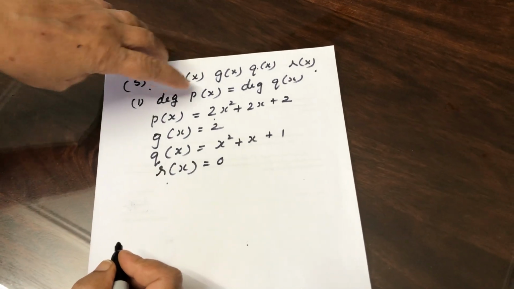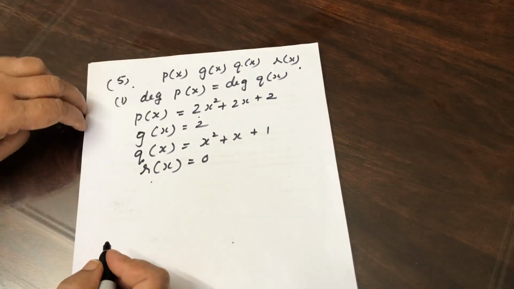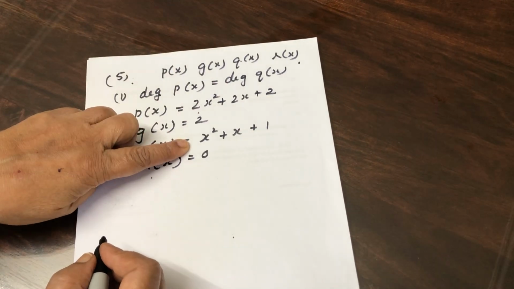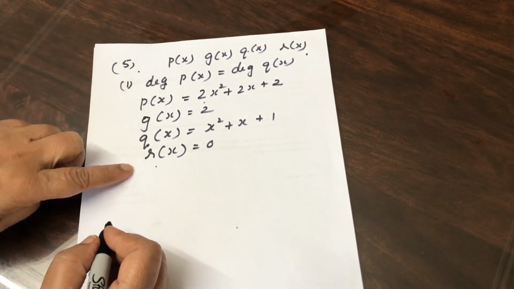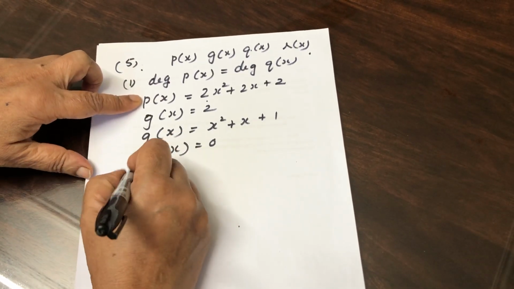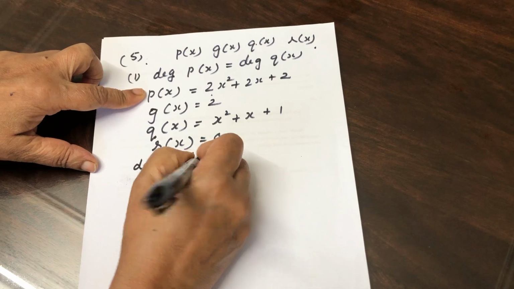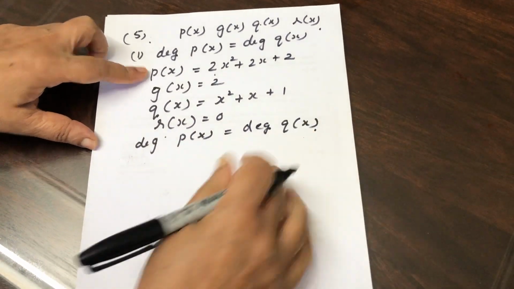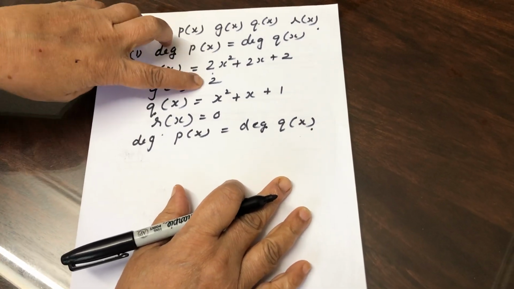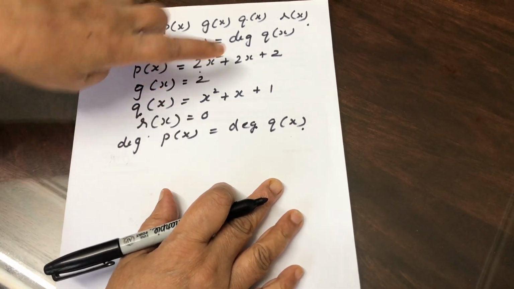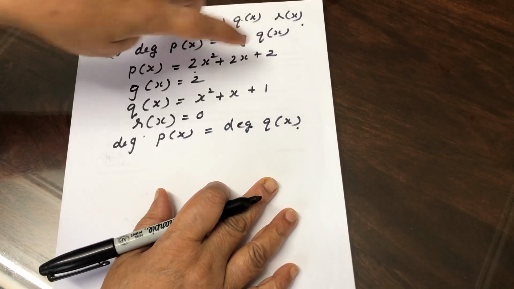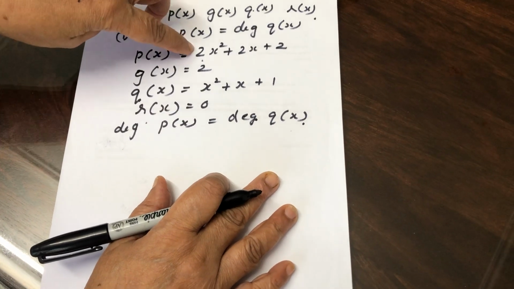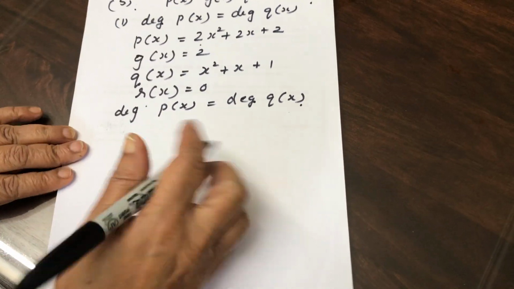So what is our degree? Degree of polynomial p(x) is 2. Degree of quotient x squared plus x plus 1 is also 2. Here in this case, the degree of polynomial p(x) is equal to degree of q(x). Clear? So each divided by 2 means 2x squared by 2 is x squared, 2x by 2 is x, 2 by 2 is 1. So quotient is x squared plus x plus 1. Degree of p(x) is 2, degree of q(x) is also 2.